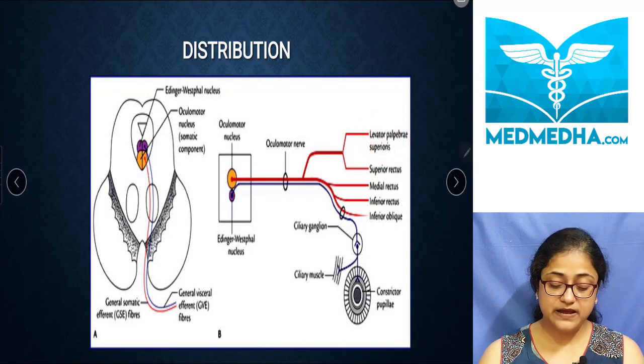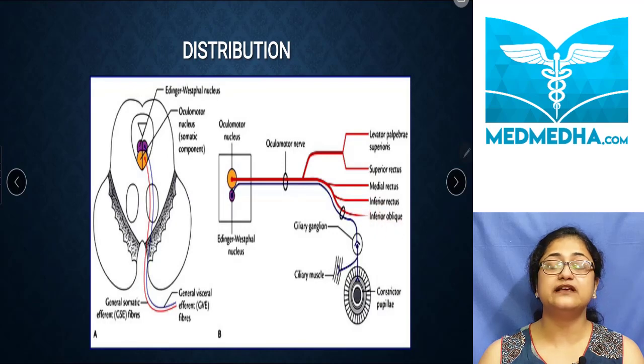So, the superior ramus of the oculomotor nerve supplies the levator palpebrae superioris and the superior rectus. Now, coming to the inferior ramus. This inferior ramus will supply the medial rectus muscle, the inferior rectus muscle, and the inferior oblique muscle. Now, this nerve to inferior oblique is very important.